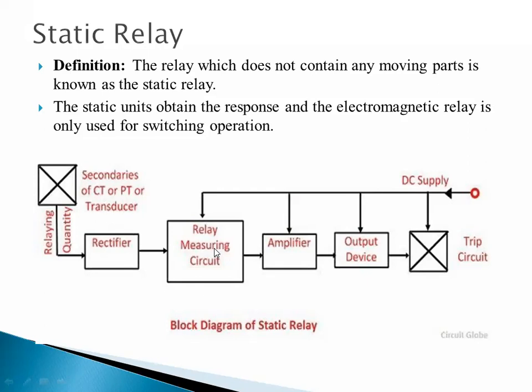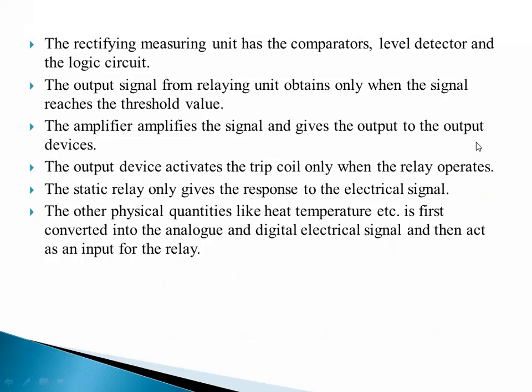Okay, so this amplifier amplifies the signal, means increases the value of that signal or that quantity. Then it is given to the output device and then to the tripping circuit, means to the circuit breaker for tripping purpose. So this is the working of your static relay. We have seen this in morning's lecture.